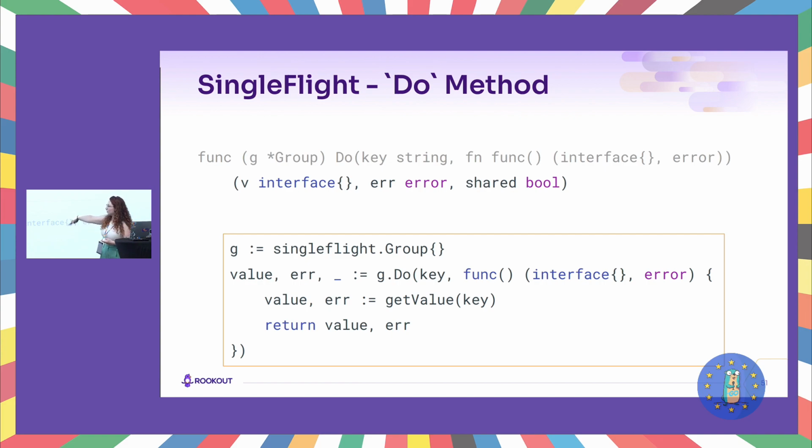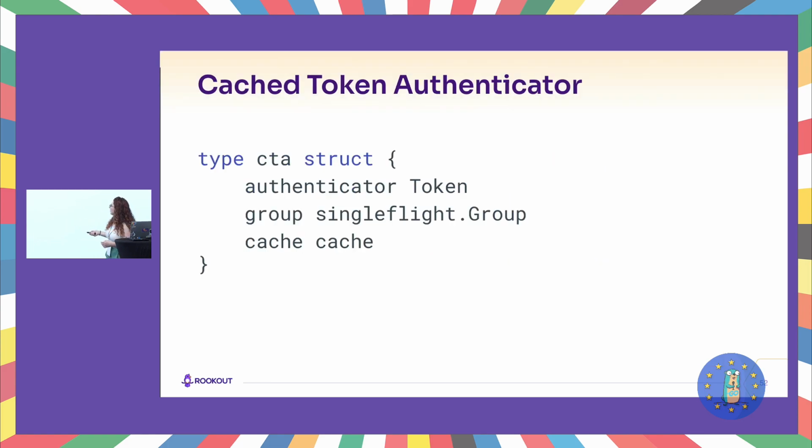Now, our code is going to do the same thing. It's going to look the same way. But in reality, when we do those calls 2 times at the same time, only one of them is going to actually run the function given to Do. So let's see. Now we need to add a group. In order to use this, we're going to add a group to our CTA.